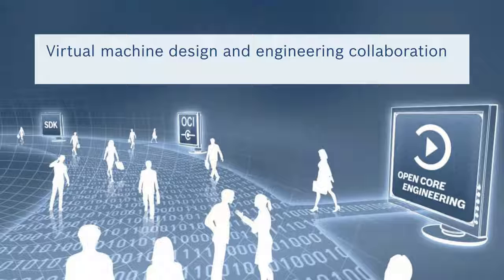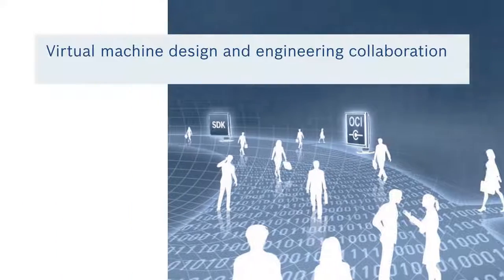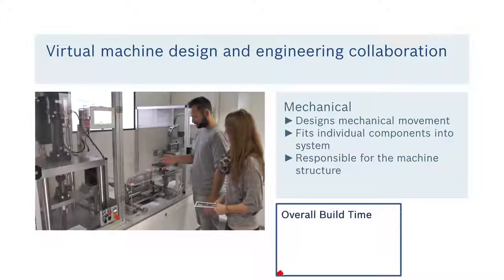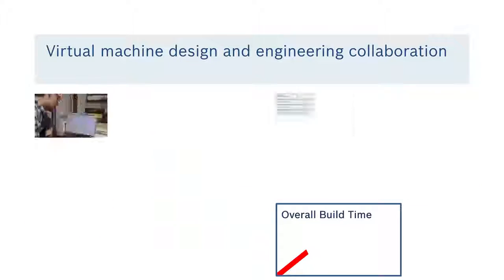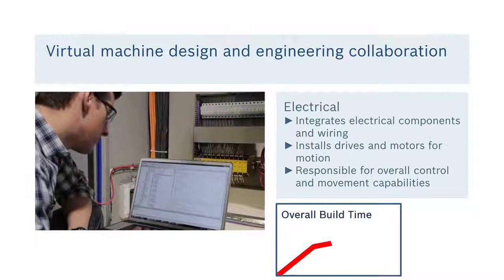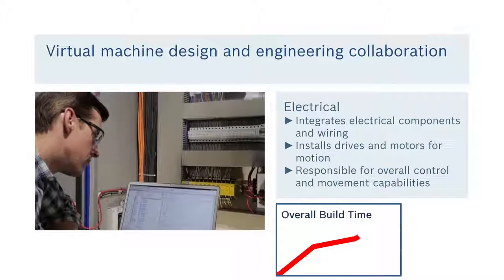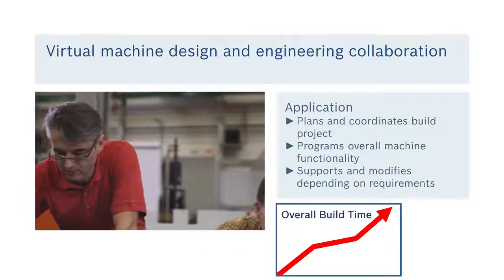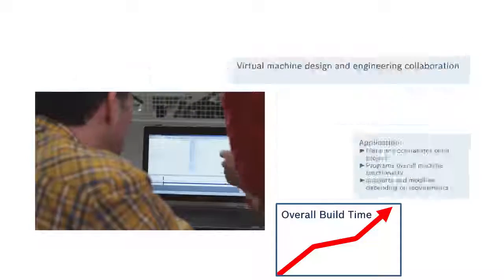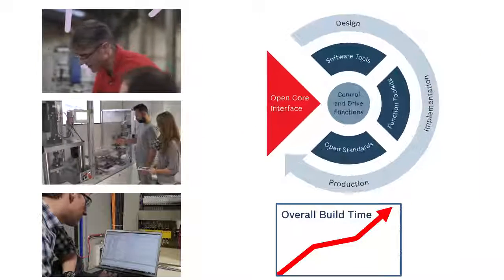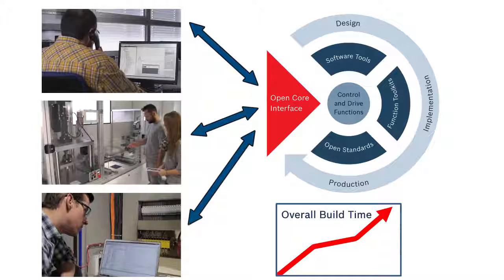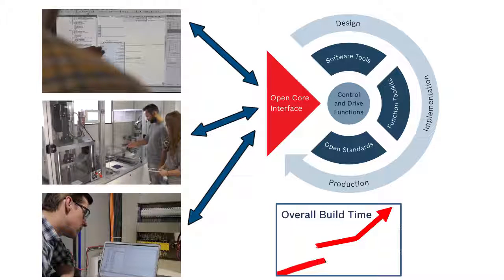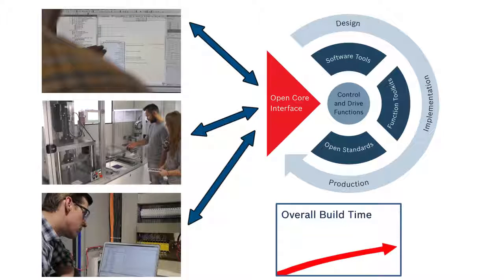Imagine you have a group of engineers that are designing a machine. The mechanical engineer will design the mechanics and individual pieces of the machine and then hand that off to an electrical engineer who adds some wiring and electrical components, and then that's handed off to an application engineer who programs the machine. What the OpenCore interface allows you to do is to tie all those people together through simulation software so that they can work collaboratively to design their individual parts of the machine all at the same time and optimize it for what the machine is supposed to do.